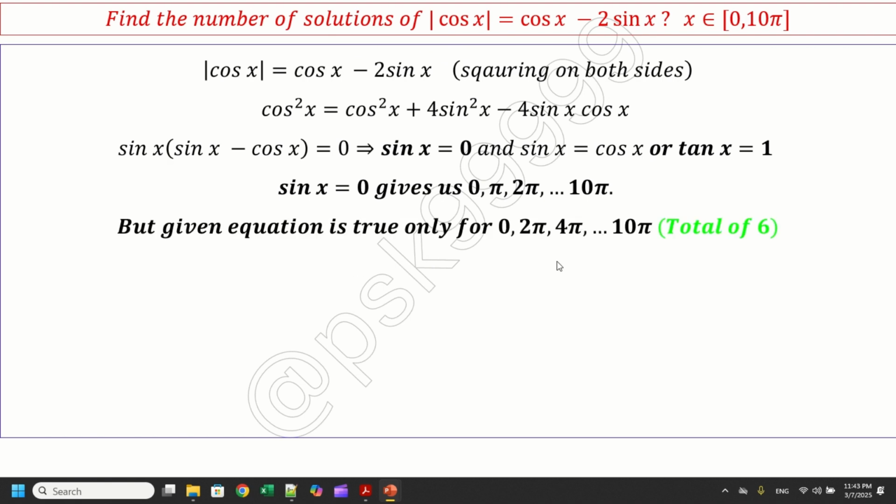Which means the only possible values are 0, 2 pi, 4 pi, 6 pi, 8 pi, and 10 pi, which is a total of 6 values.